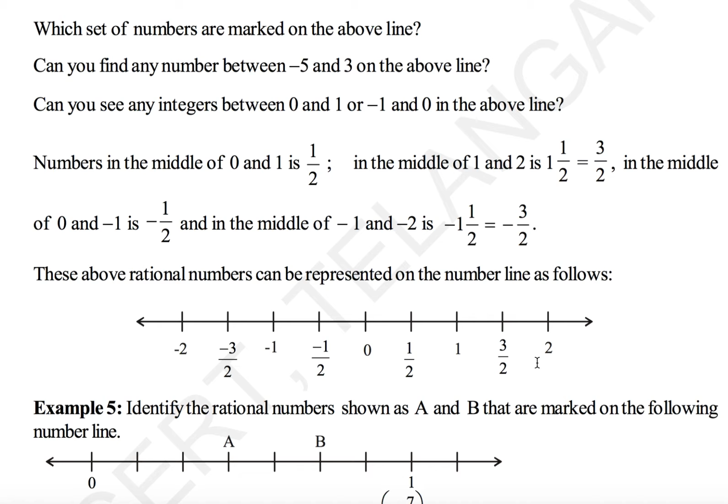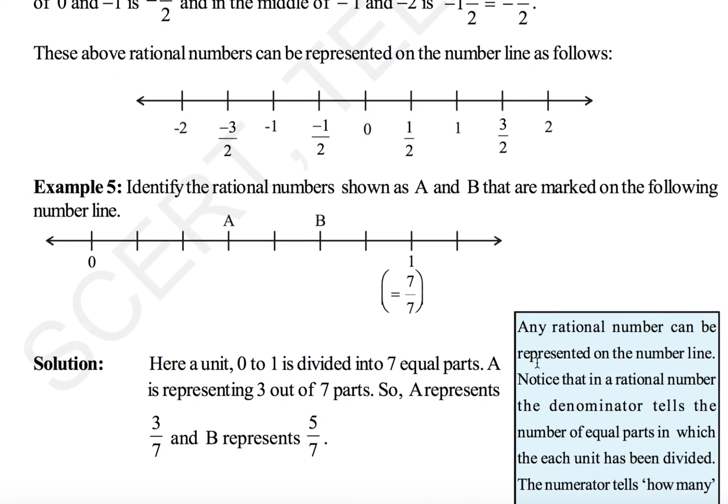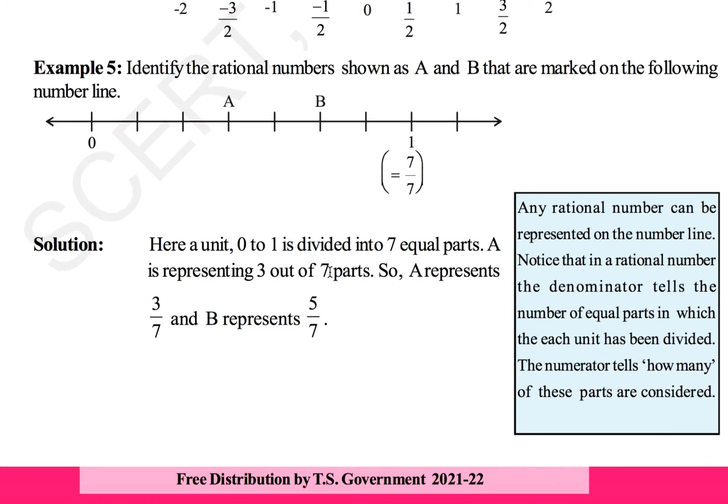These are rational numbers. Identify the rational numbers marked as A and B on the number line. This is 1/7, 2/7, 3/7, 4/7, 5/7, like that. So any rational number can be represented on the number line. Notice that in a rational number, the denominator tells the number of equal parts in which each unit has been divided. The numerator tells how many of these parts are considered.